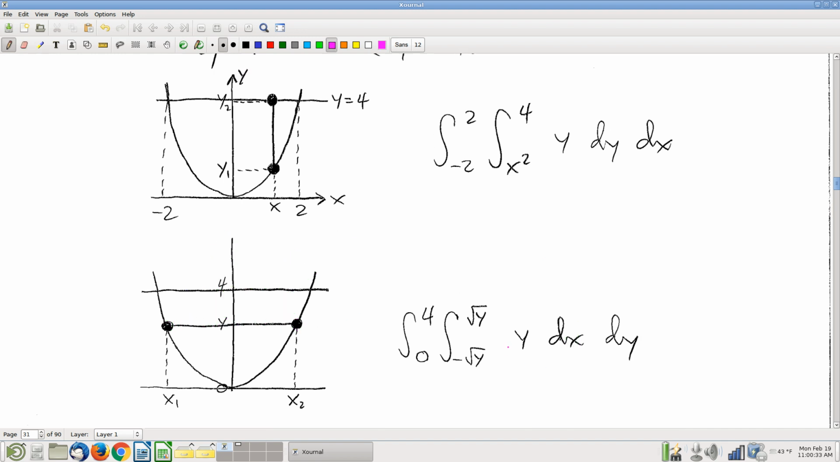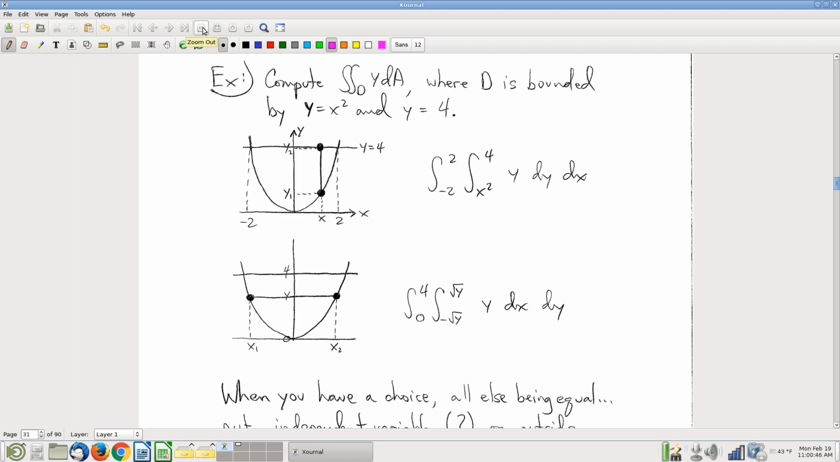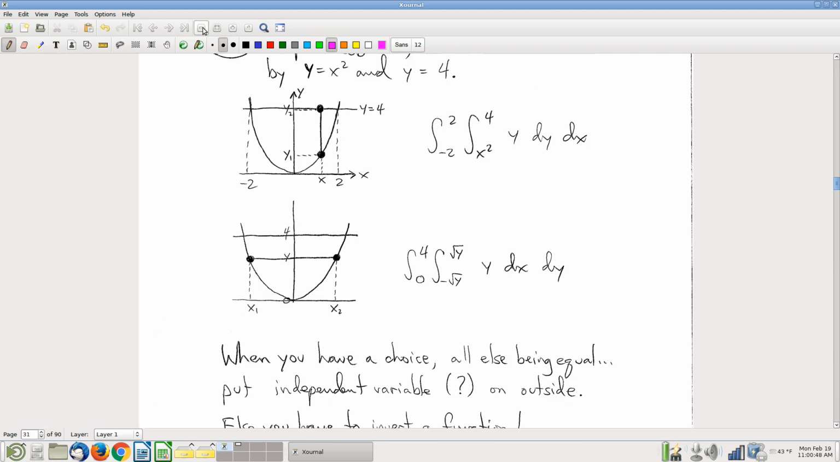Okay, so which way should you slice? Should you always do dx dy? Should you always do dy dx? There's no such simple rule, unfortunately. I'm going to give you a kind of rule of thumb, but it is not as simple as one letter of the alphabet should always precede the other letter of the alphabet.